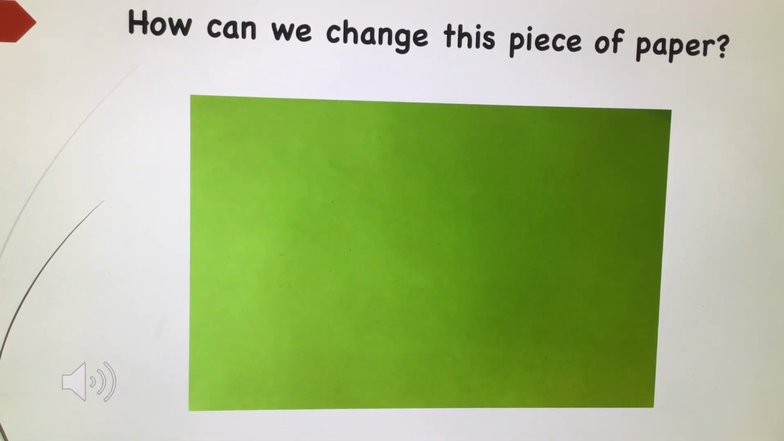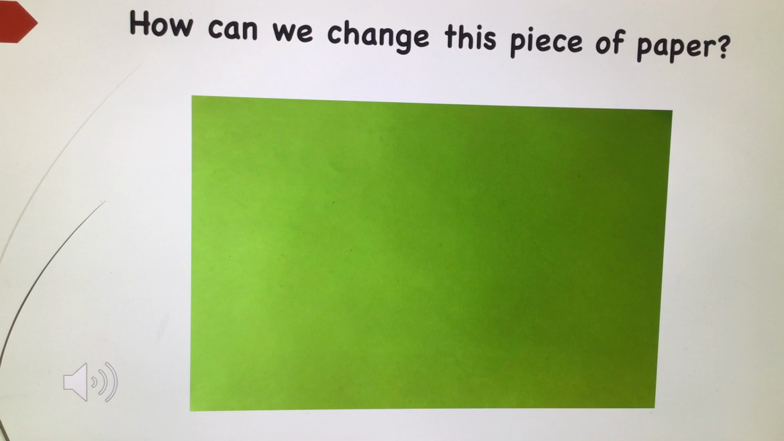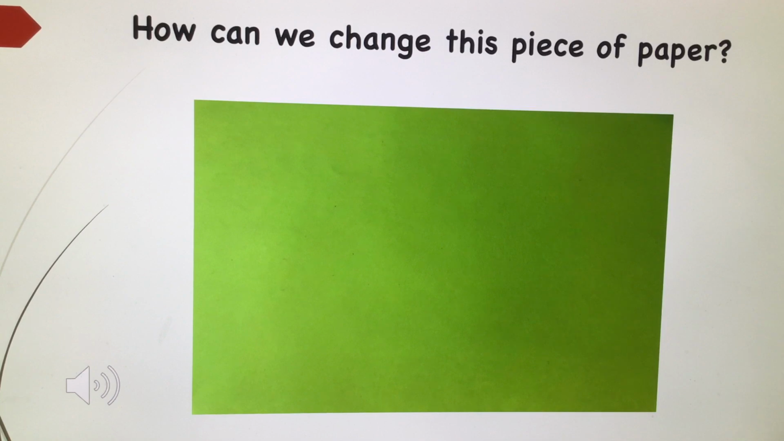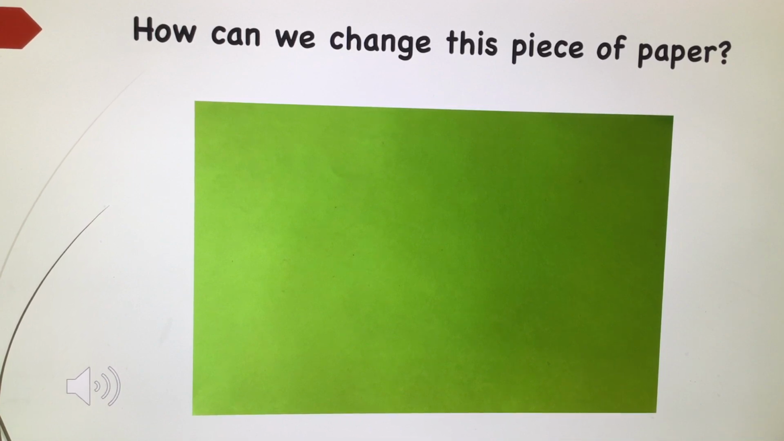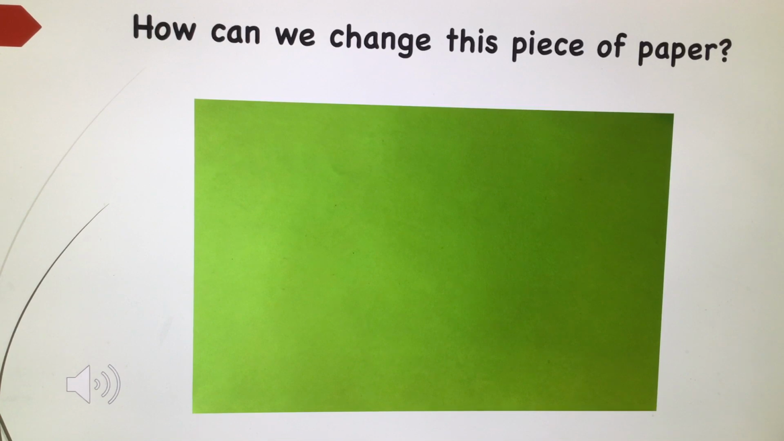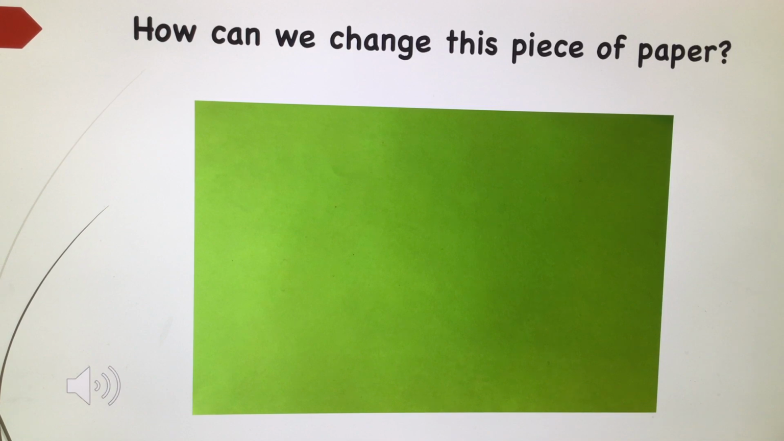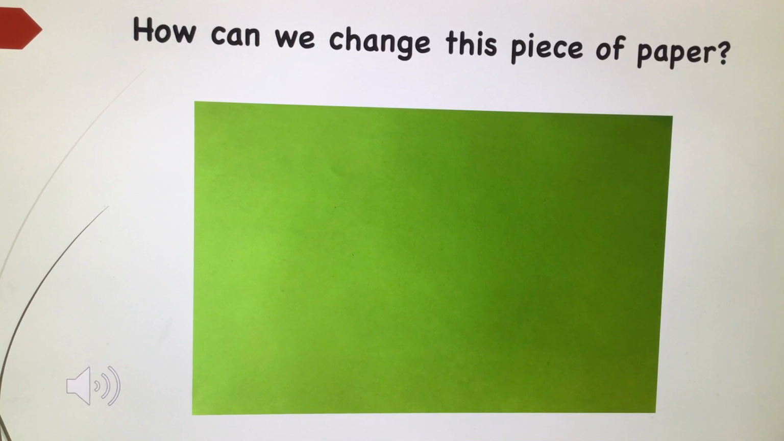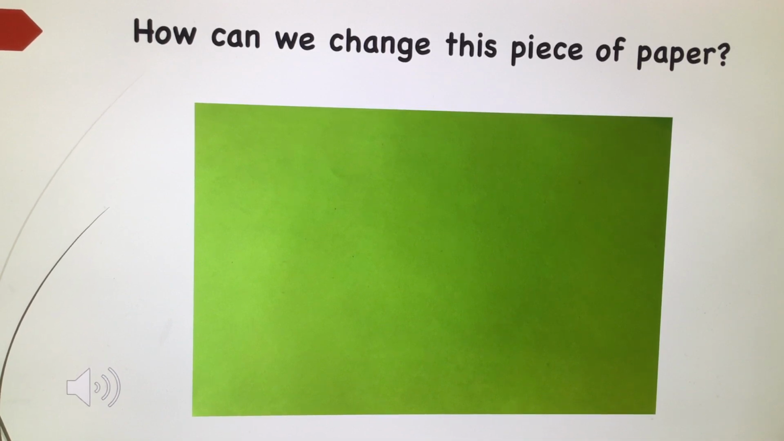So our question for science is, how can we change matter? And so our question is, how can we change this piece of paper? Because this piece of paper is an example of matter. Think about a piece of paper that you've drawn on. What does it look like? Or you can look at this piece of paper that's on the slide. It's usually two-dimensional, it's flat, and it doesn't have a three-dimensional shape or a solid shape. It's a flat shape. And this shape is the shape of a rectangle. What do you think we can do to change this matter or this piece of paper?